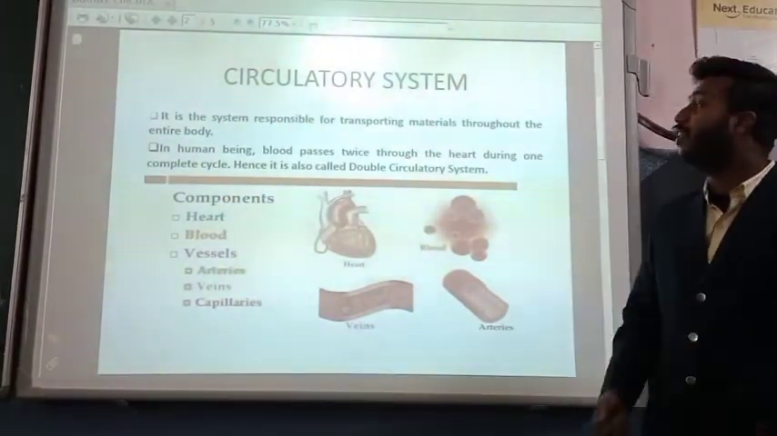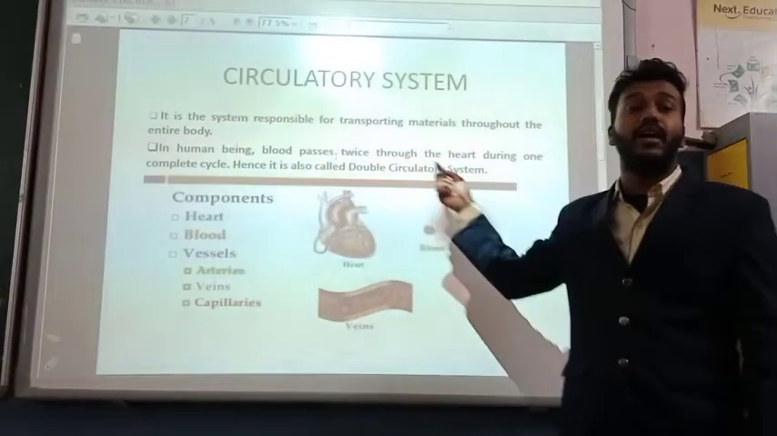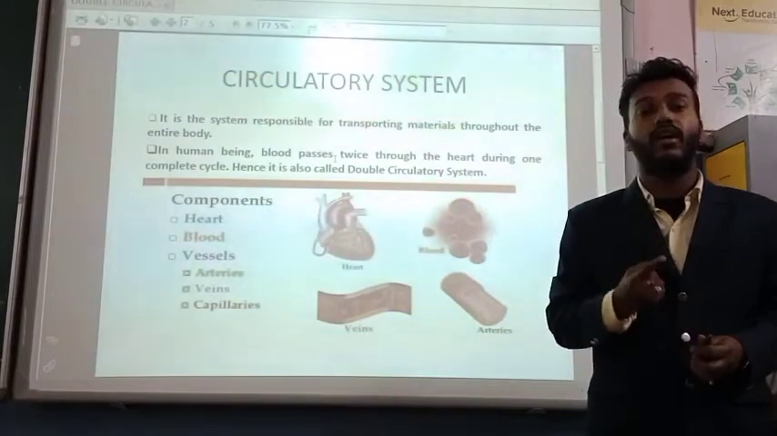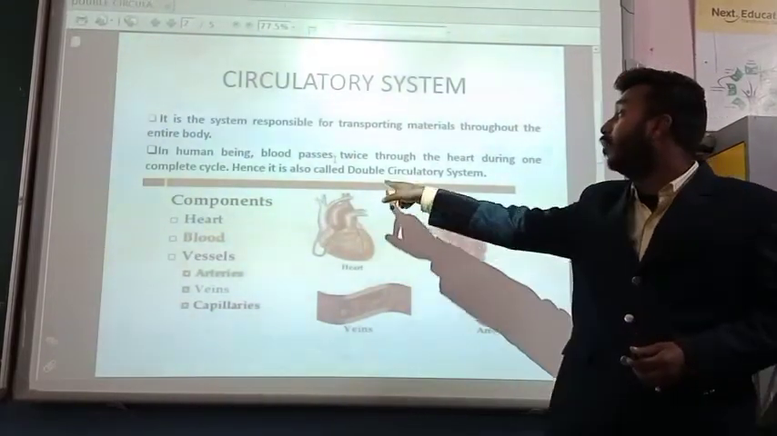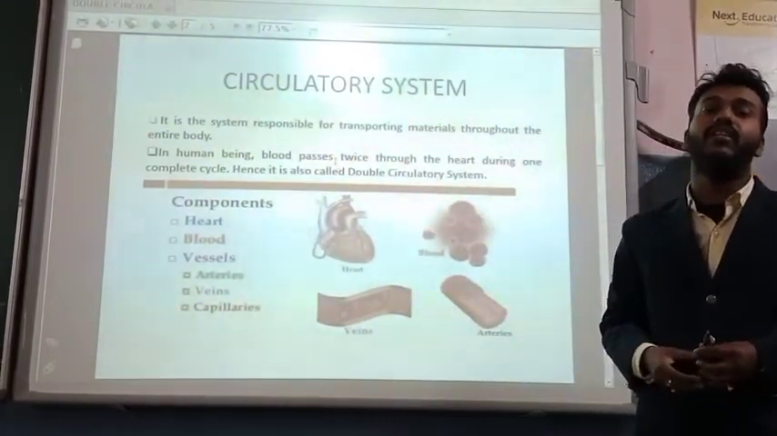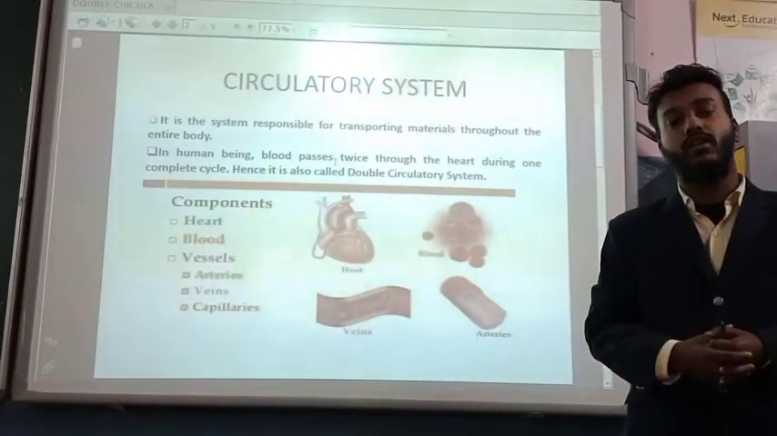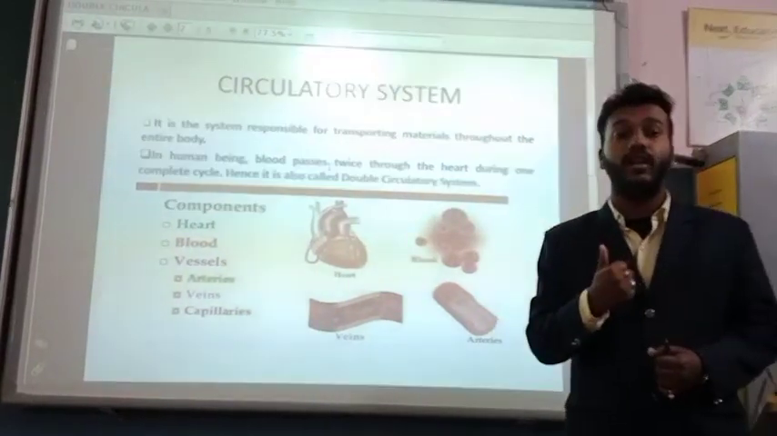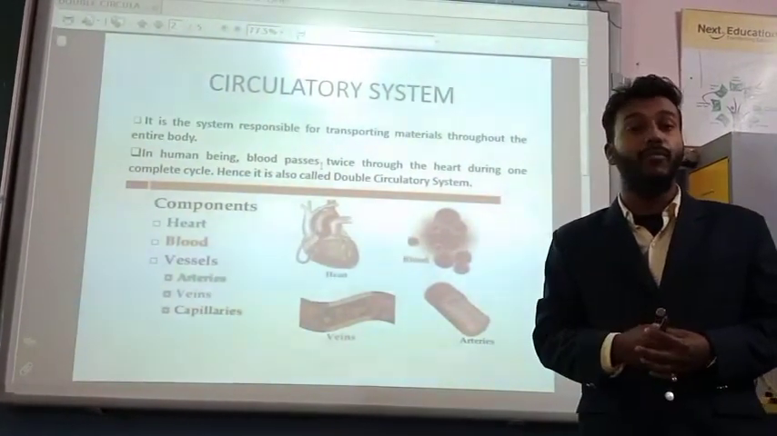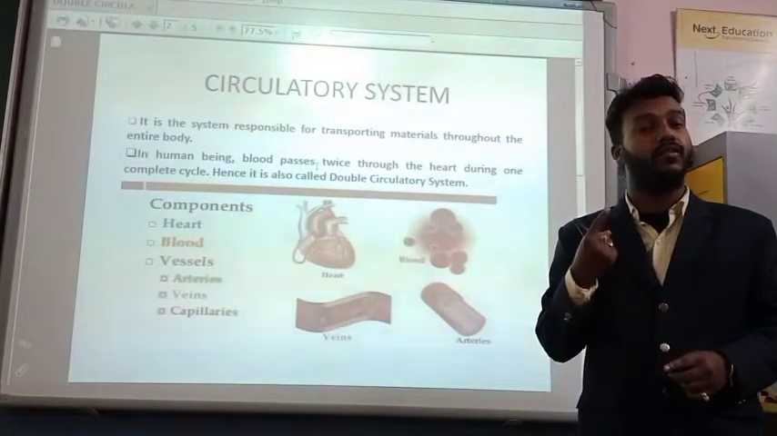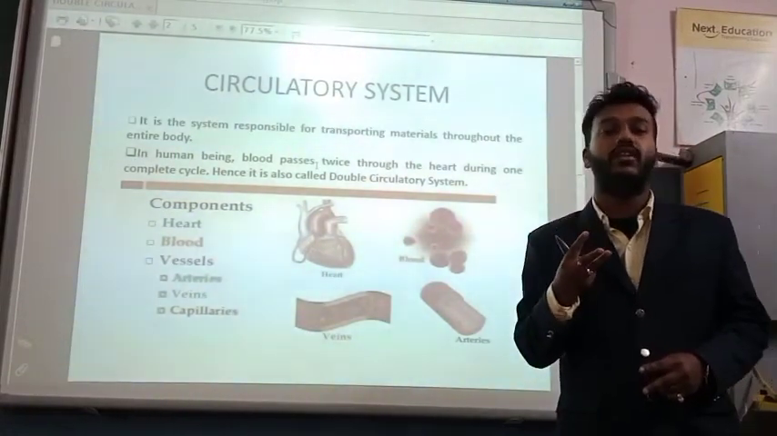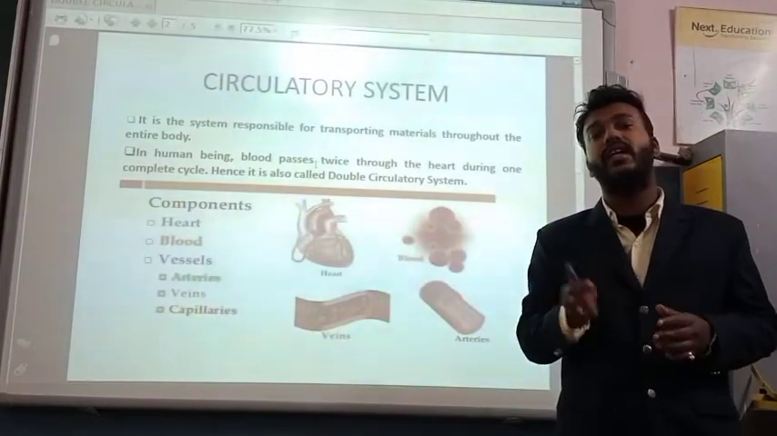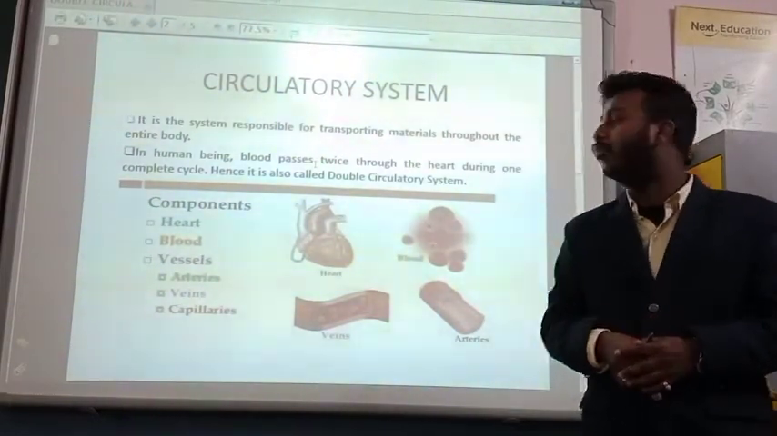In human beings, it is found that the blood passes through the heart twice in a single circulation. That's why this system is also known as the double circulatory system. Now let's discuss what the main components of the double circulatory system are. First one, the heart, a muscular organ mainly responsible for pumping blood throughout our body. Second one is the blood, and finally the third one is the blood vessels. That means the tiny tubular structures through which the blood can flow throughout our body.